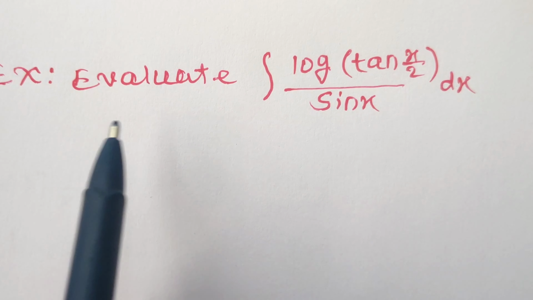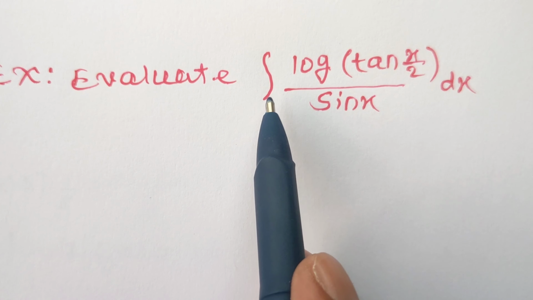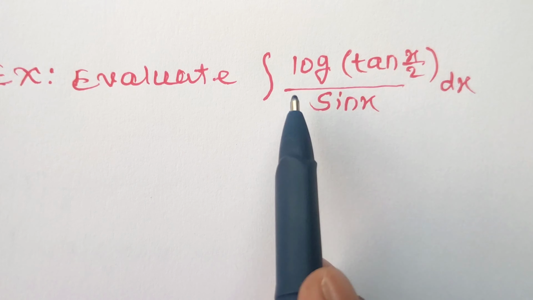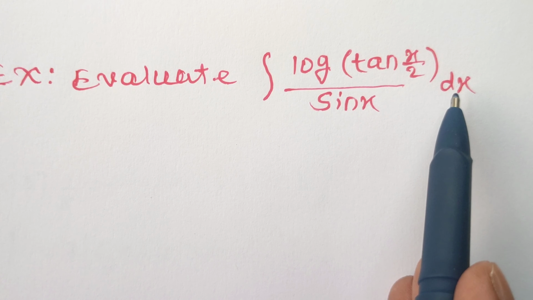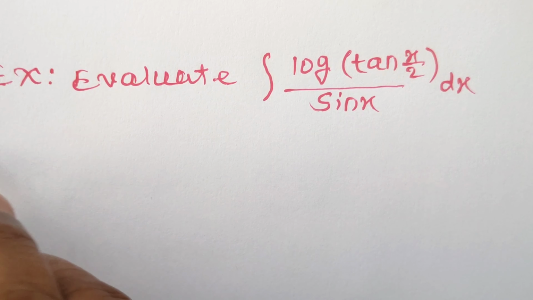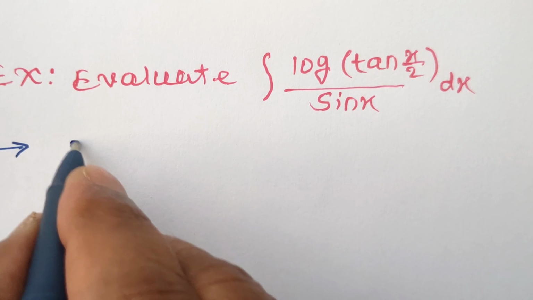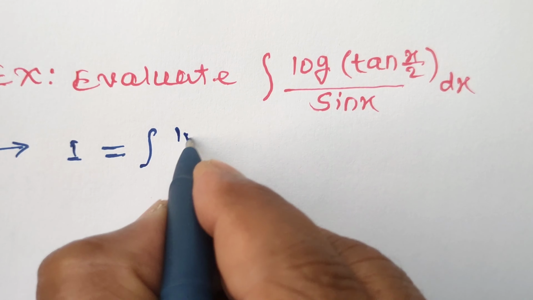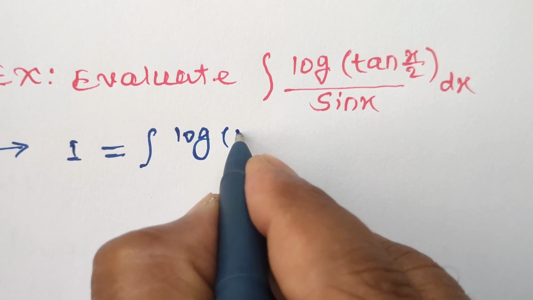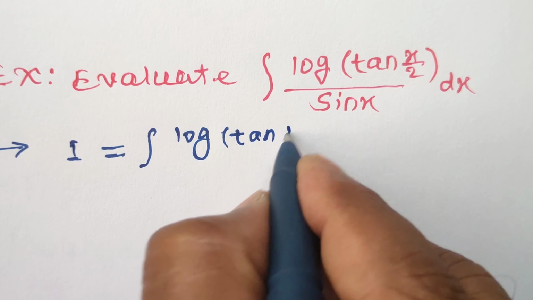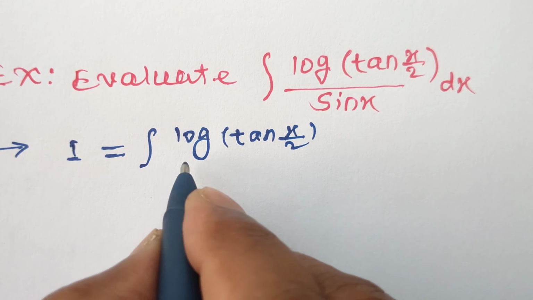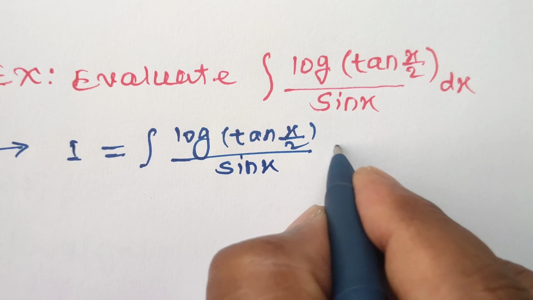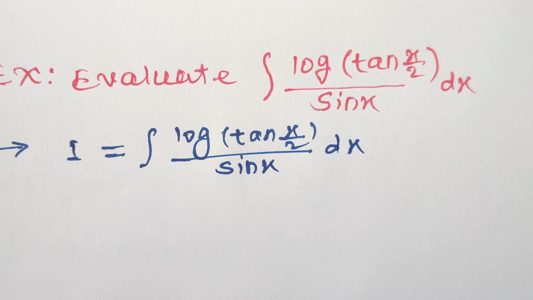Hello everyone, let us evaluate this integral: the integral of logarithm of tan of x upon 2 divided by sin x, with respect to x. To evaluate this integral, first of all consider the given integral I is equal to the integral of log of tan of x upon 2 divided by sin x, with respect to x.